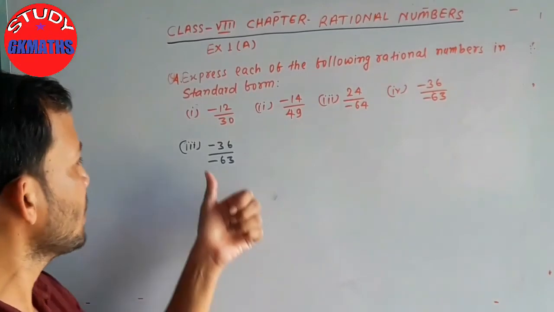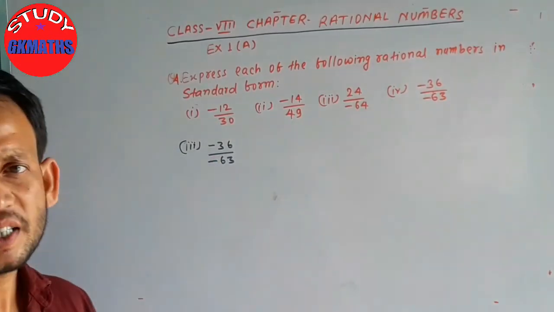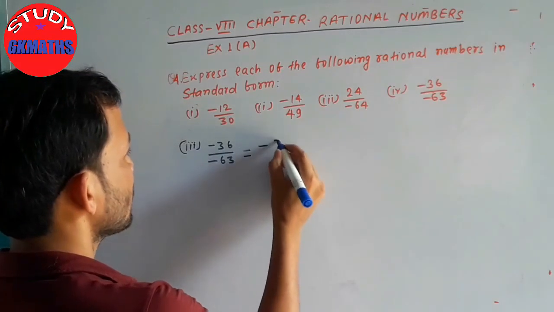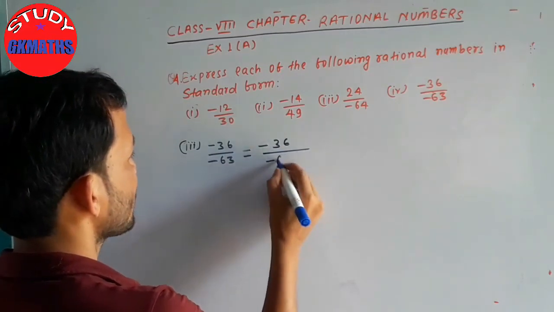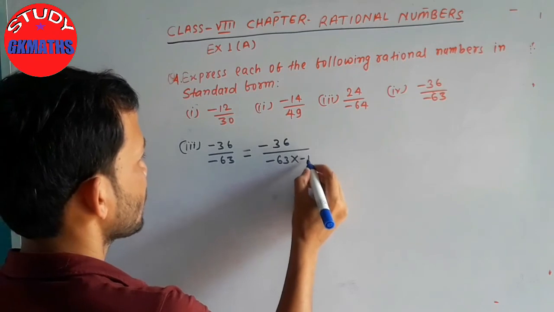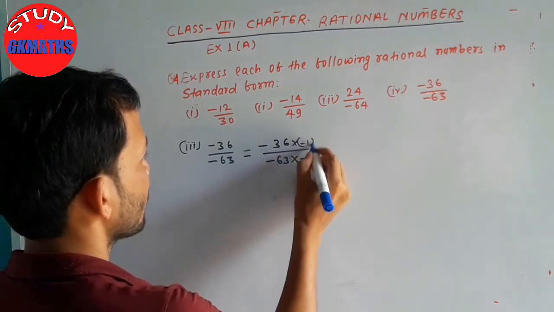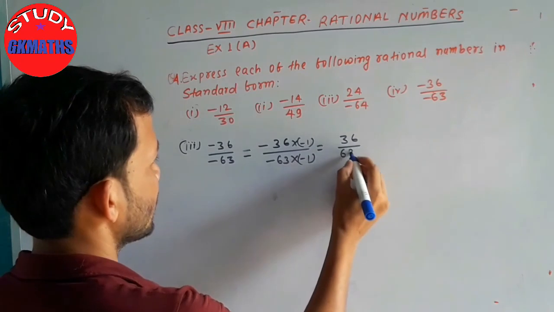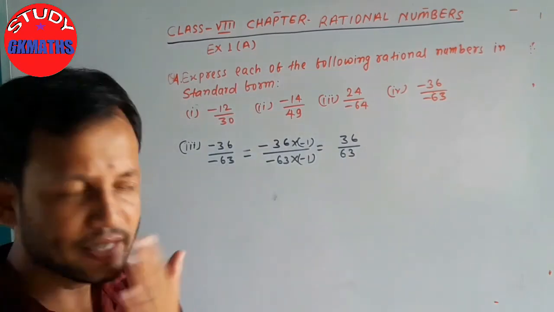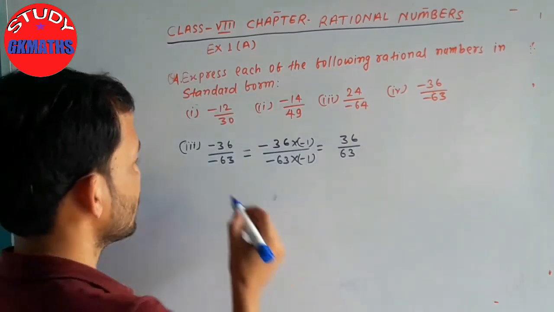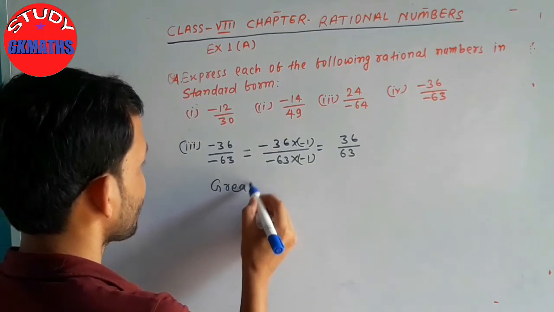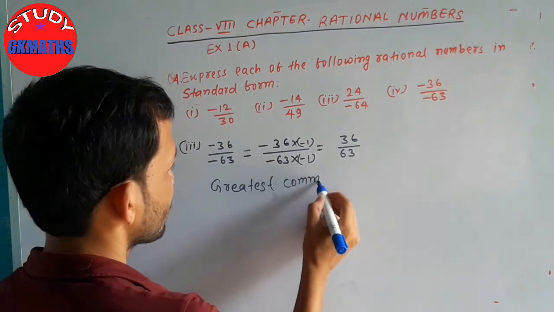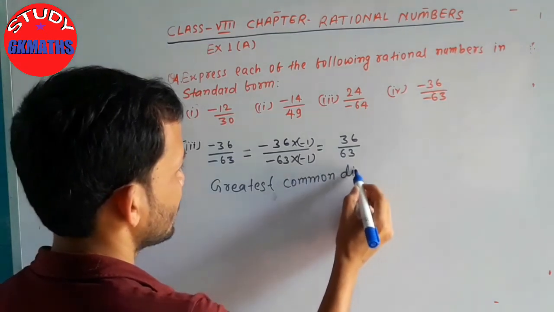The next question is minus 36 by minus 63. Simply multiply numerator and denominator by minus 1. Minus 1 into minus 1. The result is 36 upon 63. Now the same question is here: the greatest common divisor.